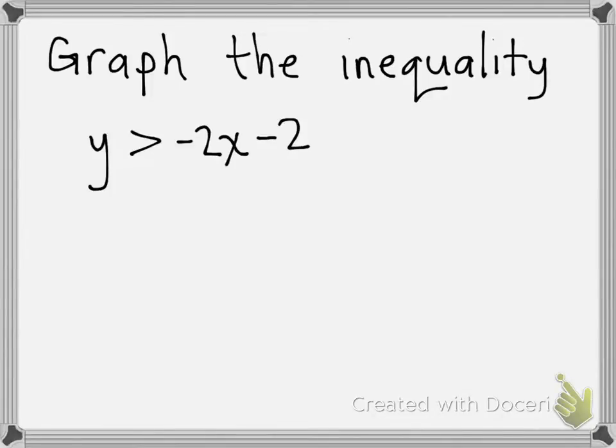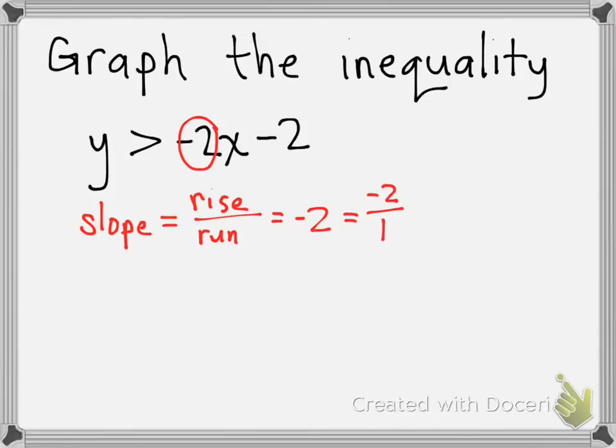In order to graph the inequality y is greater than negative 2x minus 2, we're going to use the slope-intercept form method. The slope is the number in front of the x, which is the rise over run. So negative 2 is our slope. Since we want it in fraction form so that we have a number for the rise and a number for the run, we're going to write negative 2 as negative 2 over 1, which means we're going to rise negative 2, or go down 2, and run 1.